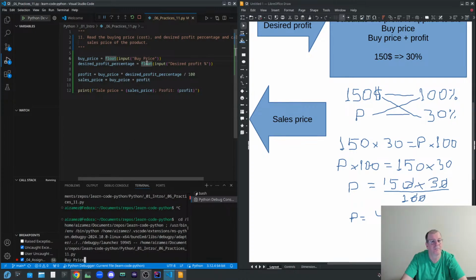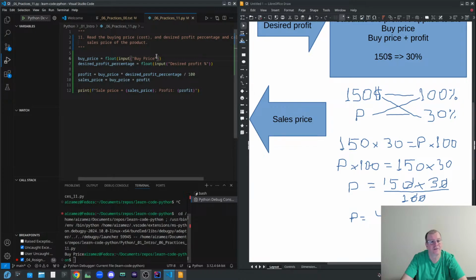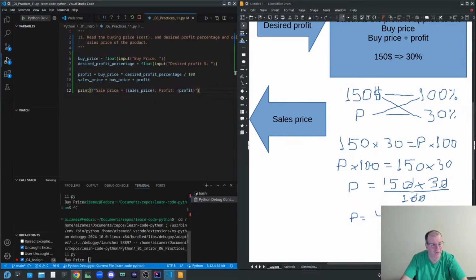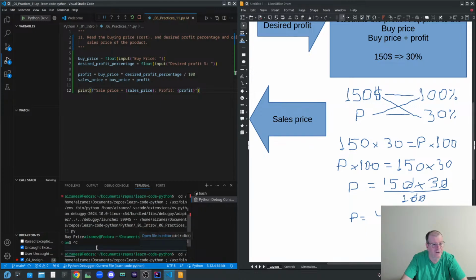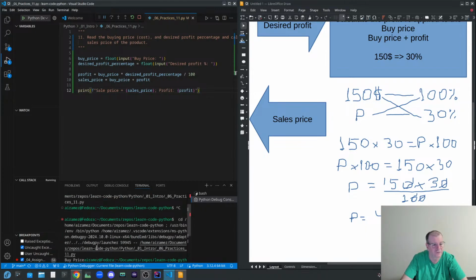I put buy price, but I forgot to put some nice thing here. See? I do all that on purpose to show you how important it is to pay attention to details. So I put the colon and space there, and here the same. So the user knows very clearly that this is the buy price, and see, the other one, we didn't have that, it was buy price and nothing.